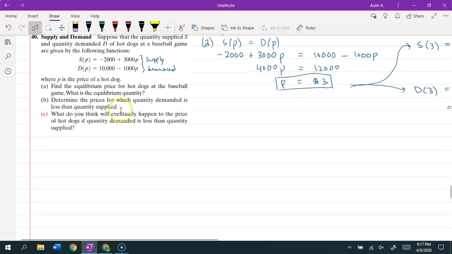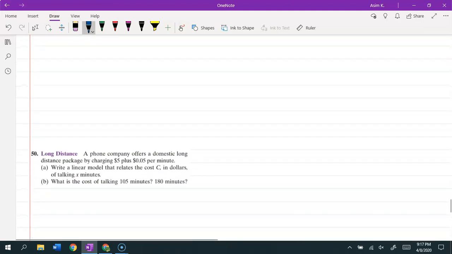Now, letter B says determine the prices for which quantity demanded is less than quantity supplied. And letter C says what do you think will eventually happen to the price of hot dogs if quantity demanded is less than quantity supplied? I leave those two to you. I don't necessarily need to go through them specifically. The important one was letter A that I needed to make sure that you're comfortable with.